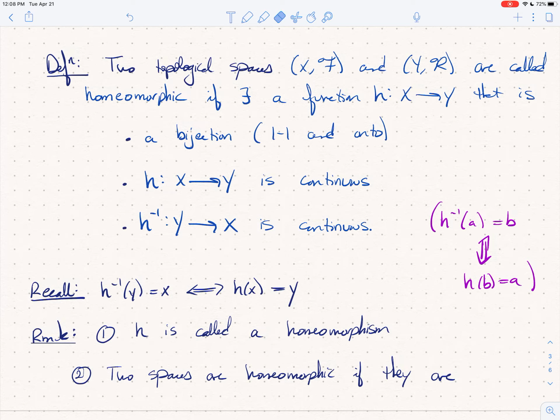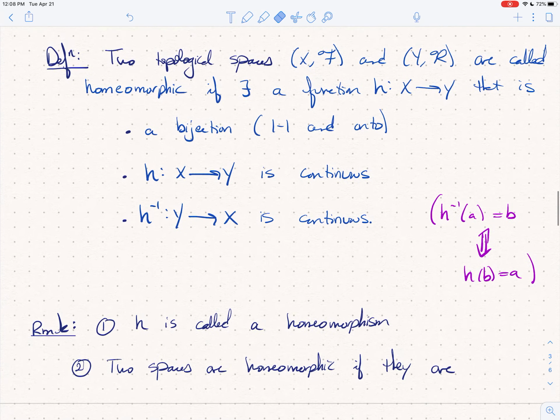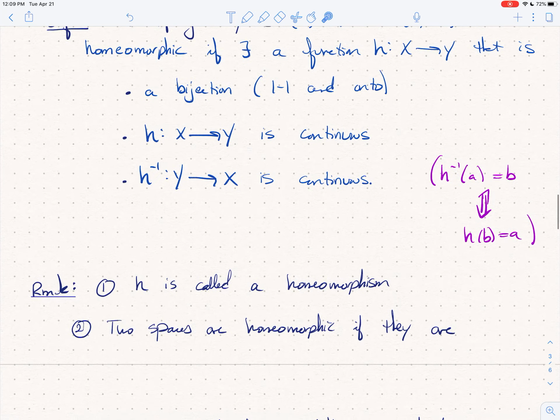All right. Oh, I'm kind of messing things up here. I already mentioned to you the definition of the inverse. So first remark, I'll say it again: the function h is called a homeomorphism. And when you have a homeomorphism between two spaces, they are called homeomorphic. So how should you think about homeomorphic spaces? Two spaces are homeomorphic if they are, I'm just going to put in quotes, the same, but we're going to say topologically. So they're topologically the same.